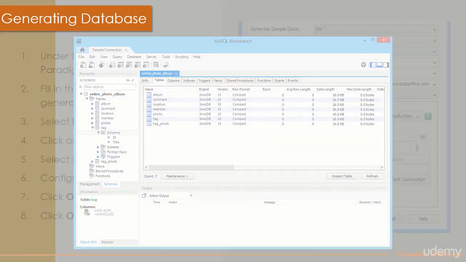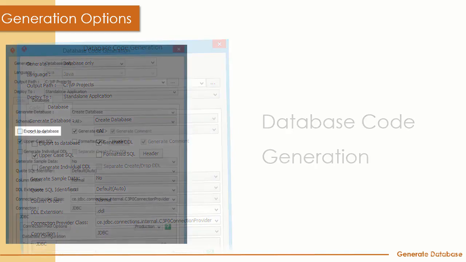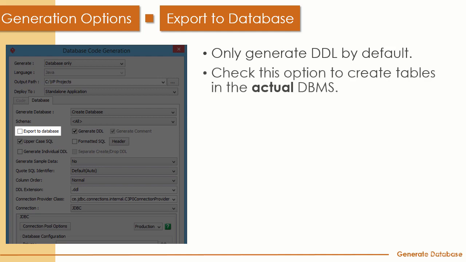let's continue to talk about the database generation options. First of all, we use the export to database. By default, this export to database is turned off. The reason is that export to database means you generate directly to the database, it connects to the database engine. And in case you don't have the database right away with you, then you don't check it, then you just generate the DDL. And because I'm doing a demonstration, I generate directly.